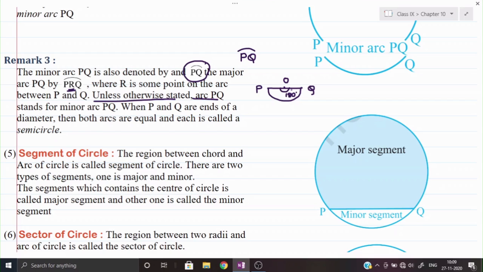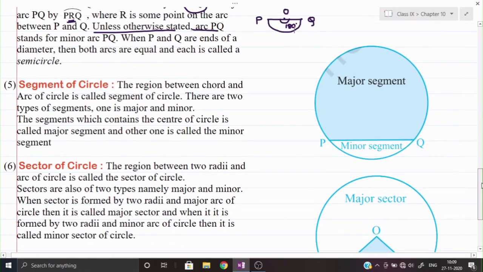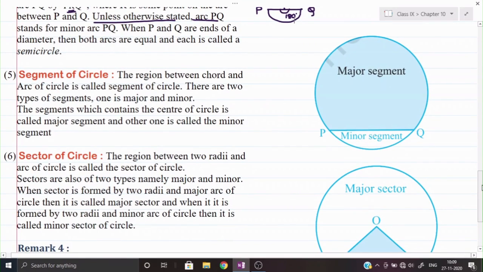Okay, now let us move to the next definition, that is segment of a circle. See, if you draw one chord in the circle, it will divide your circle into two parts. One part you are looking at, the blue shade over there, and the second part you are looking at, the white shade over there. These are called the segments of a circle. Properly, how can we define it? The region between the chord of a circle and the arc of a circle.